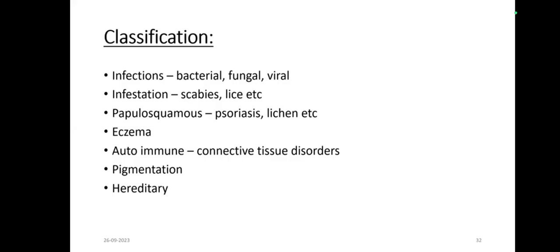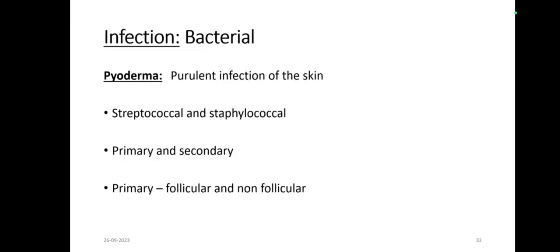Classification. A skin lesion can be classified in any one or more than one among these. It can be an infectious pathology like bacterial, fungal, or viral. It can be an infestation in the form of scabies or lice. It can be a papillosquamous lesion like psoriasis or lichen planus. It can be an eczematous lesion. There can be autoimmune skin disorders like connective tissue disorders such as SLE, or a pigmentation disorder, or it can be hereditary. Other than all these, we have only one major disease in the name of leprosy. First, let us see one by one.